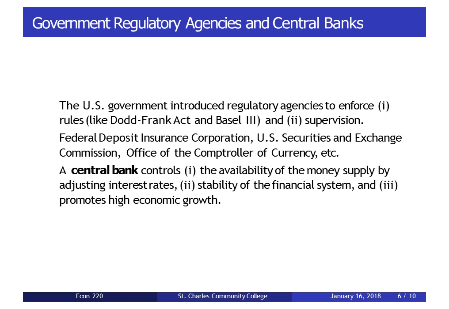The last two parts are government regulatory agencies and the central banks. For example, the US government introduced regulatory agencies like the Federal Deposit Insurance Corporation, the US Securities and Exchange Commission, the Office of the Comptroller of the Currency, and so on and so forth, in order to enforce, first, the rules for how financial institutions have to operate in the financial markets, and second, to provide oversight and supervision through examination and enforcement. The two most important regulatory changes were the Dodd-Frank Act and the Basel III Accord.